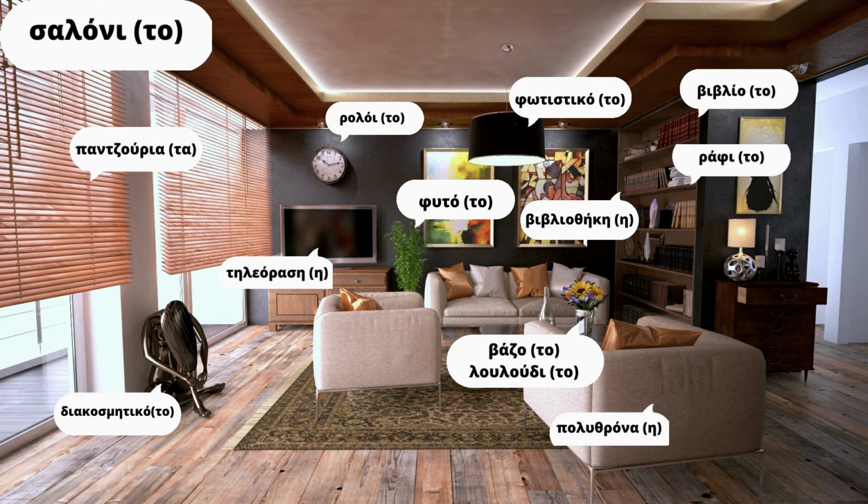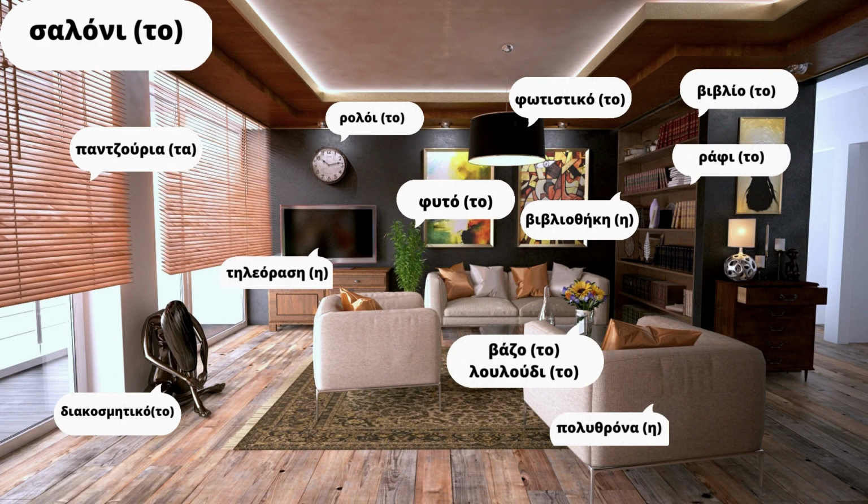Diakosmitiko. And of course it is a word of neutral gender. To diakosmitiko. To the right, on the wall, we have a watch. The watch in Greek is called roloi. To roloi. Again, neutral gender. And under the watch, we have a television. The television is a word from a feminine gender, and it's called i tileorasi.